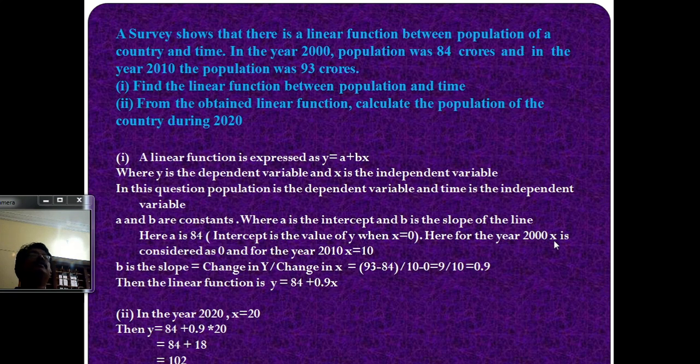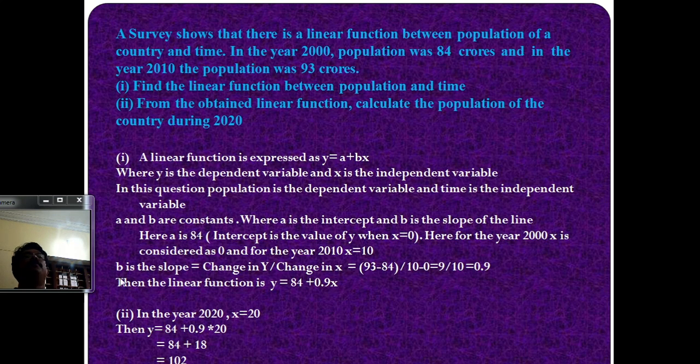2000 is considered as the x variable. In 2000 we consider the value of x as 0. So for the year 2000, x is considered as 0, and for the year 2010, x is equal to 10. Here the intercept is 84. When x is equal to 0, y is equal to 84. So a is equal to 84.